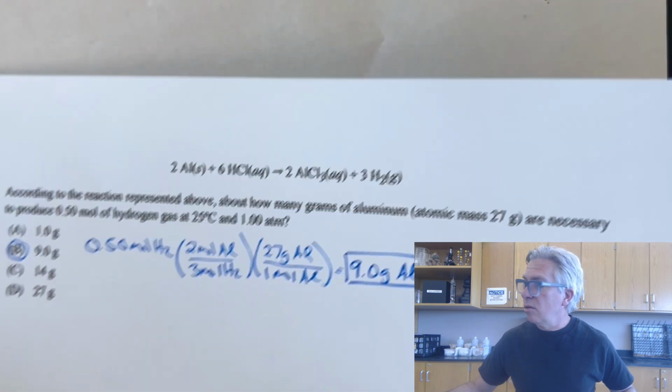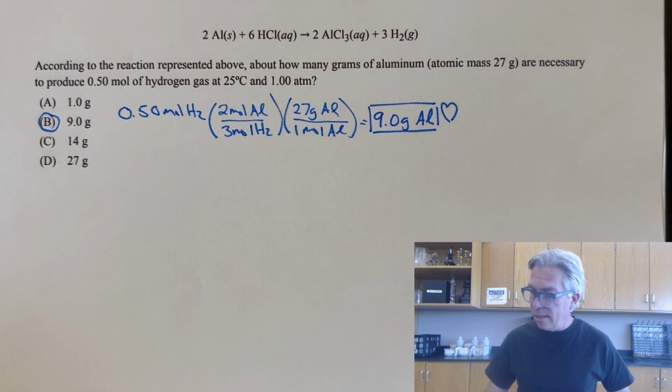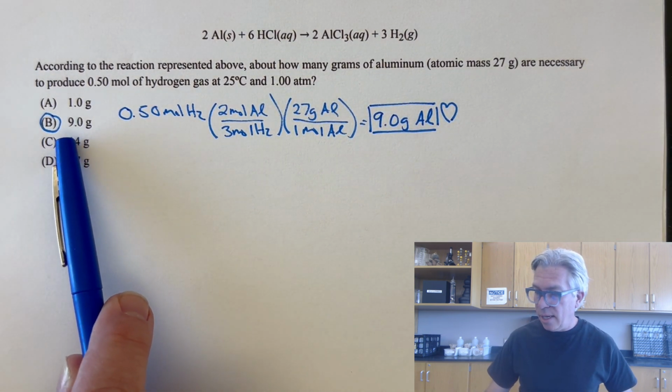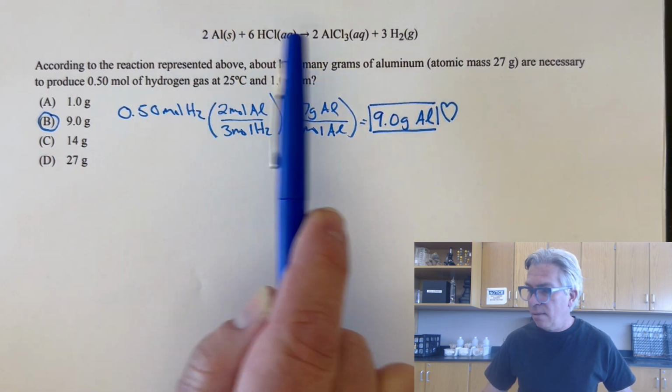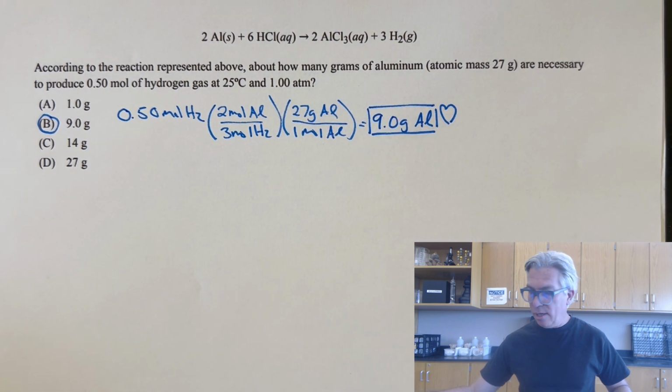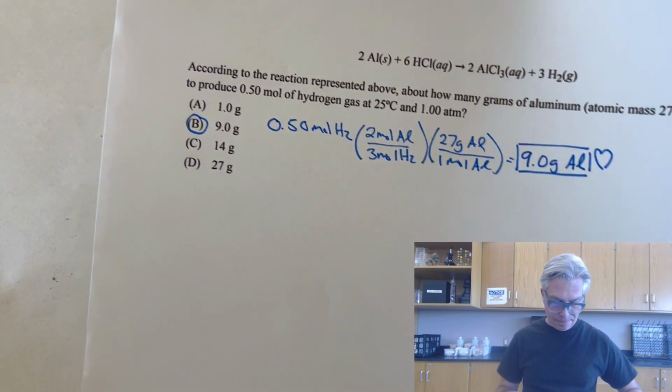For the sake of time, I've already worked out the solutions. In this case, I got 9 grams. So half a mole, and then the mole ratio is 2 moles of aluminum for every 3 hydrogens, multiplied by the molar mass, and I got 9 grams of aluminum. So hopefully you got that. Next one in rapid succession.